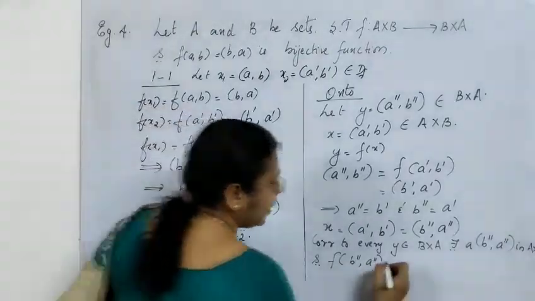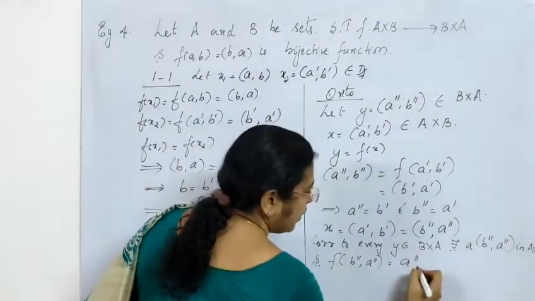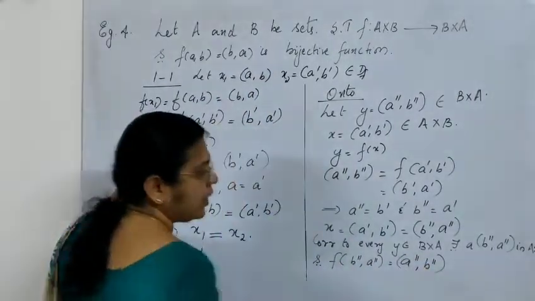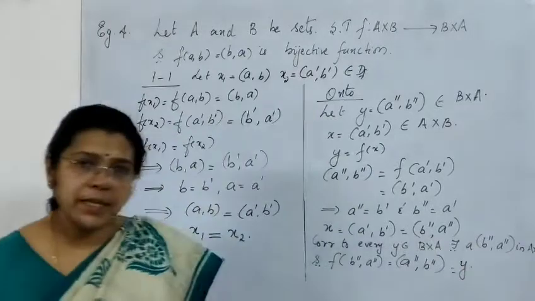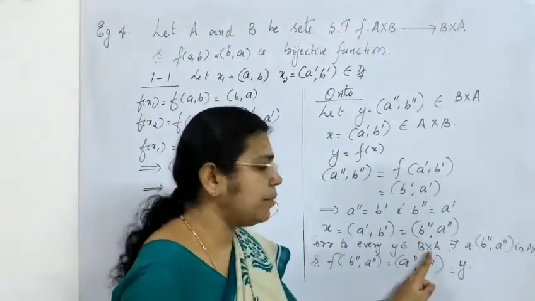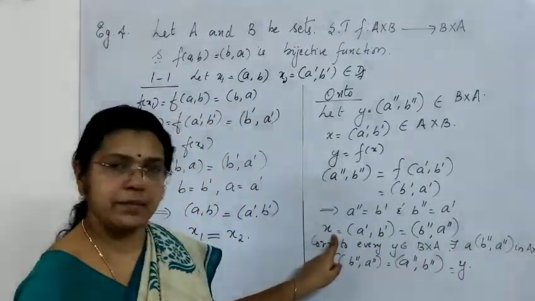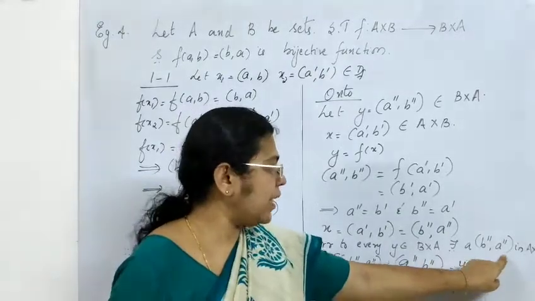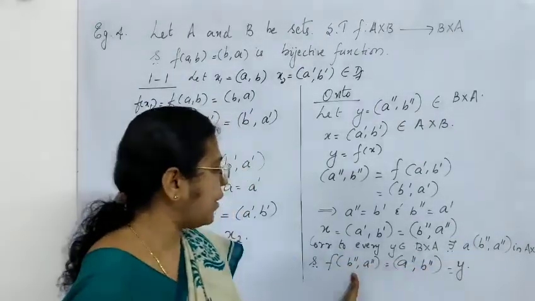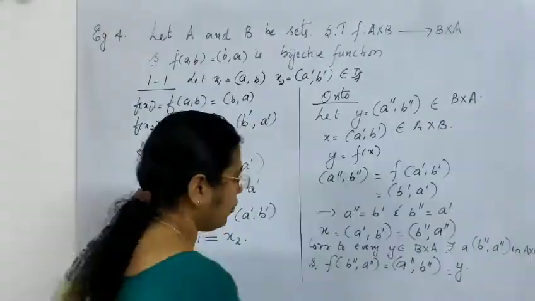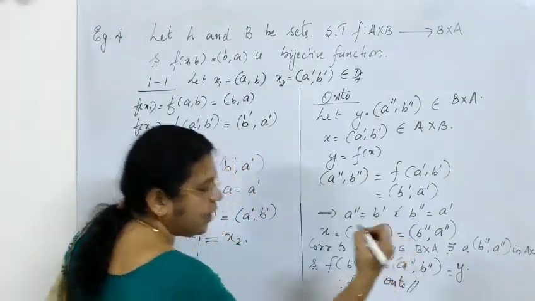Let's see. f of (b'', a''), f of (a, b) is equal to (b, a), so (a'', b''). What is (a'', b'')? (a'', b'') is y. Am I clear? Corresponding to every y that belongs to the codomain of the function, there exists an expression x, which is (b'', a'') in A cross B, such that f of x is equal to y. Therefore, since I have got y, f is onto. I conclude that f is onto.